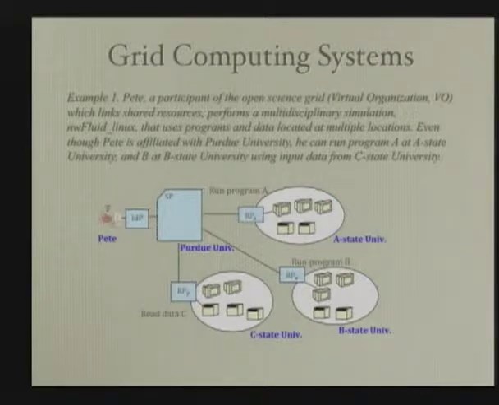Here is an example. Pete is a participant of the Open Science Grid, which we call a virtual organization, which links shared resources and performs multidisciplinary simulations like NW Fluid Linux, a computational fluid mechanics application. He wants to run this program, but he doesn't need to copy all the input data from multiple sites to the local machines, or install the application on local machines. He can run program A at A-state university, and program B at B-state university by reading data from C-state university.